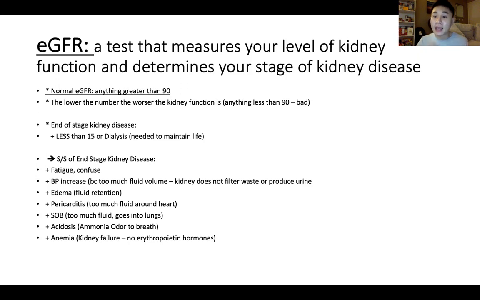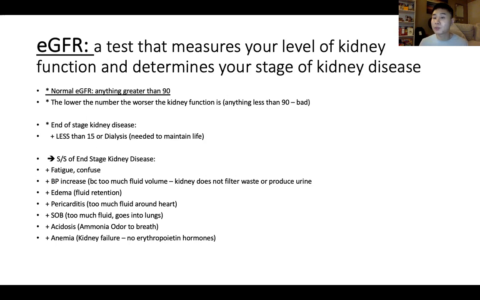So what are the signs and symptoms of end-stage kidney disease? Signs and symptoms include fatigue, confusion, and blood pressure increases because of too much fluid volume. The kidney does not filter waste or produce urine, okay? So during end-stage kidney disease, the kidney basically doesn't do the function that it's supposed to do anymore. Therefore, it will not produce any urine. It does not filter any waste, so no production of urine. This will lead to the body retaining fluid and increasing blood pressure. They will have edema, swelling, fluid retention. Pericarditis is a lot of fluid around the heart. Shortness of breath, because too much fluid gets into the lung. Therefore, they will have difficulty breathing.